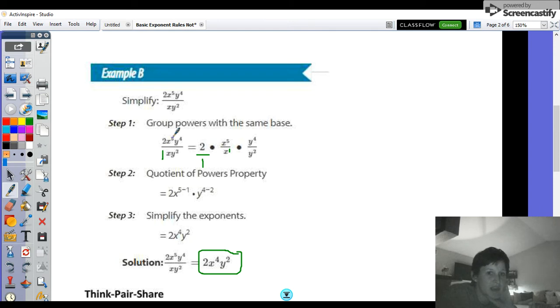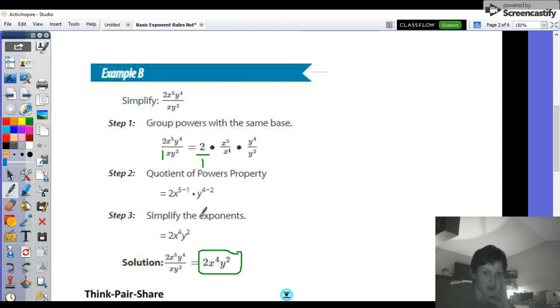So we have x to the 5th, and this x doesn't have an exponent, so that just means it's an exponent of 1. So we're going to have x to the 5th divided by x to the 1st, and then y to the 4th divided by y to the 2nd power. The quotient of power property says that we have to subtract from top to bottom when the bases are the same. So 5 minus 1 and 4 minus 2. That's what we're doing right here.